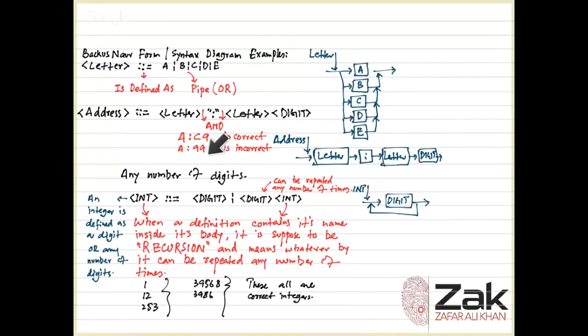Any number of digits. Now this is very important. This is called recursion. Recursion means in the definition of one token, if you see the same identifier of the token again, whatever is adjacent to it may appear any number of times. Again, this is very important. In the definition of a token identifier, this is the definition. If you see the name again, whatever is adjacent to it may appear any number of times. So a single digit may be 0, 1, 2, 3, 4, 5, 6, 7, 8, 9. But if digit is followed by integer itself in the definition, this means that it can be repeated any number of times.